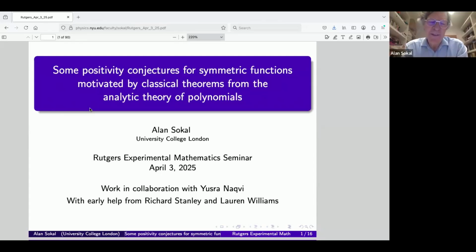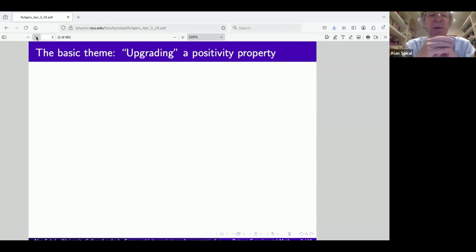Well, thanks. So you can see it's a topic a little bit at the boundary between classical analysis, the analytic theory of polynomials in the complex plane, and I guess algebraic combinatorics, symmetric functions. So it's work in collaboration with Yusra Naqvi here at UCL, and we had some early and very important help from Richard Stanley and Lauren Williams. So you'll hear about that in a second. So, let me tell you the basic theme.